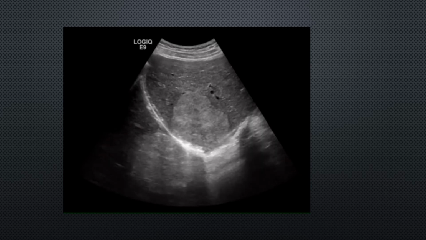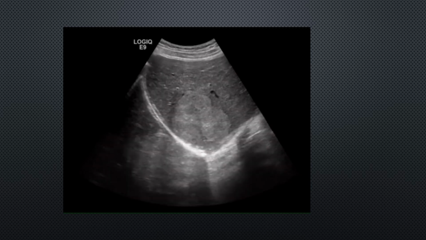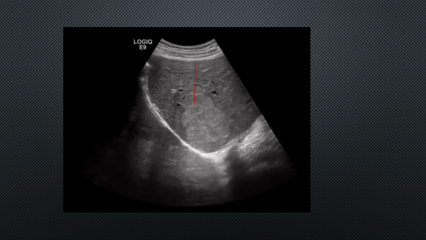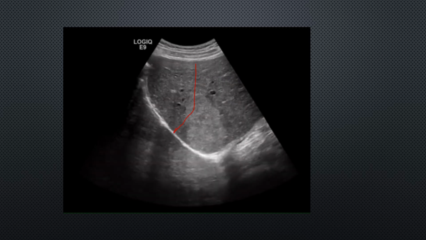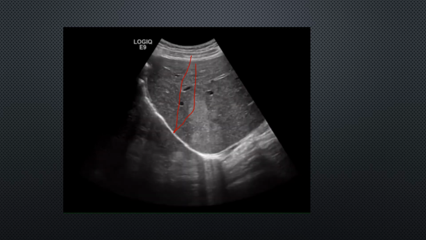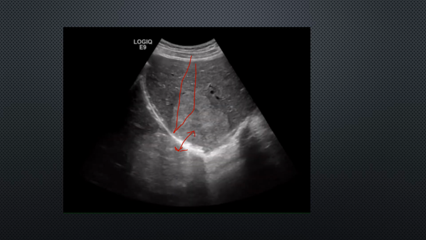This is a mirror image or a refraction type artifact. So the images are duplicated on the other side of a strong reflector. So basically the sound waves come in and get refracted off, but then it bounces off of the reflector and comes back to the probe. And that's why you see this structure mirrored across the diaphragm. So the diaphragm is the main structure that does this.